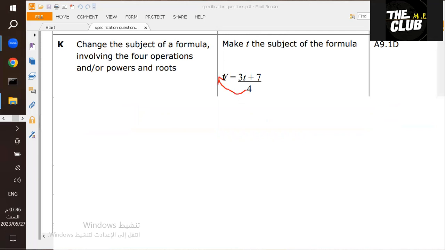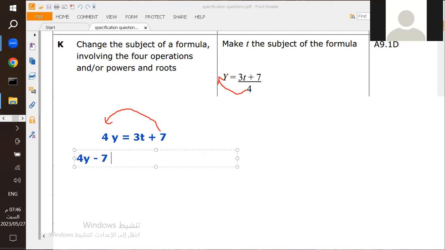So it's going to be 4y. Or you can times both sides by 4. Same idea. So it's going to be 4y equals 3t plus 7, right? Then, for example, we move this 7 with minus. So I'm going to take the 7 by minus. It's going to be 4y minus 7 equals 3t. Then we move the 3 to the other side by division.